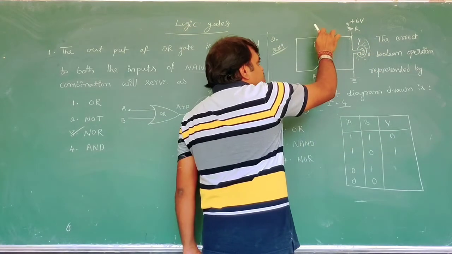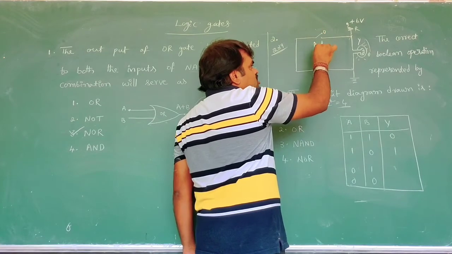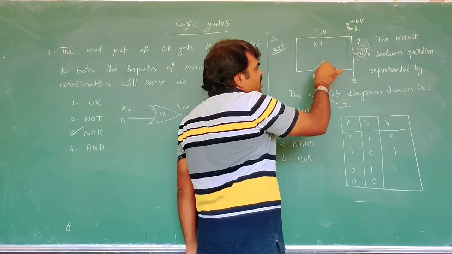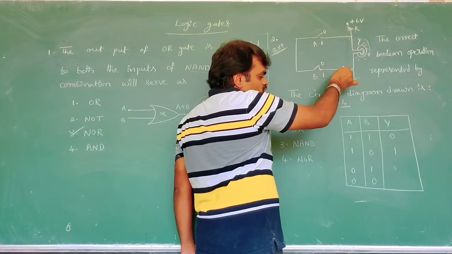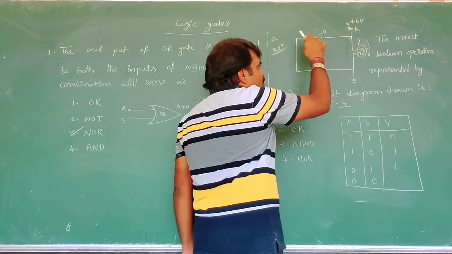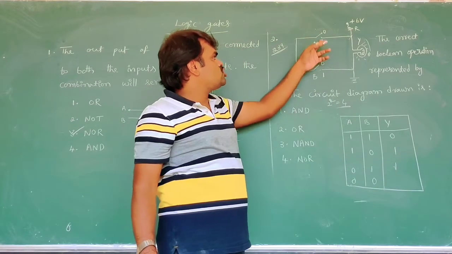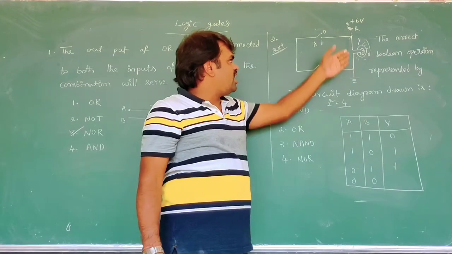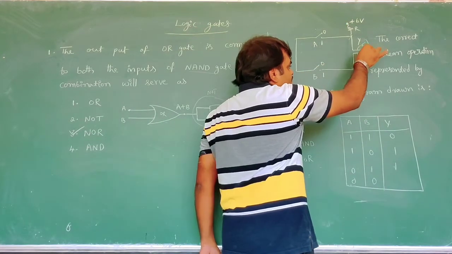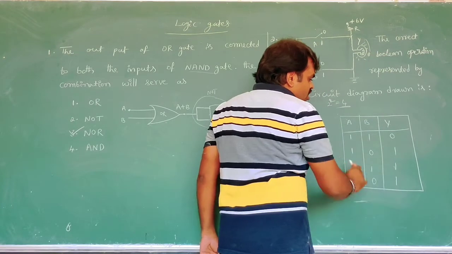Now when A input is open and B input is closed, the current again does not pass through this, so the bulb glows. When both inputs are open, 0 0, the current does not pass through this circuit, and the current passes directly through the bulb. That's why it is 1.